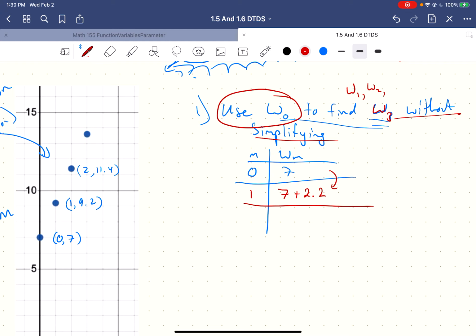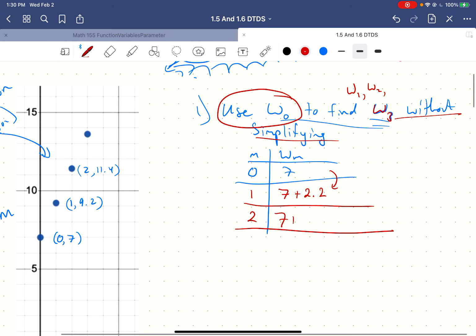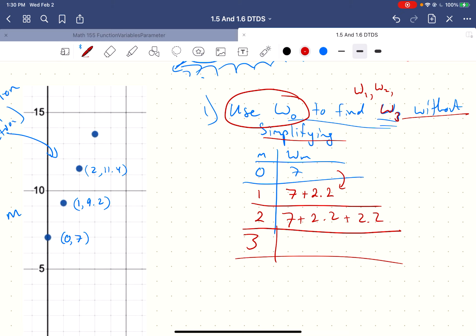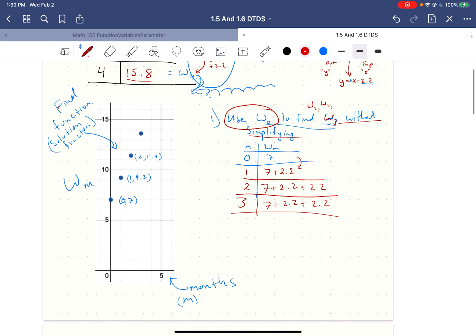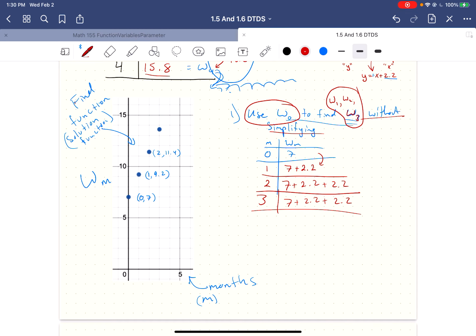Right, so okay, I have to add 2.2. Now my weight at month 2, I have to add 2.2 again. And that's where the 11.4 comes from. My weight at month 3, I have to add 2.2 again. Okay, and there's nothing special about me saying do this for 1, 2, and 3.